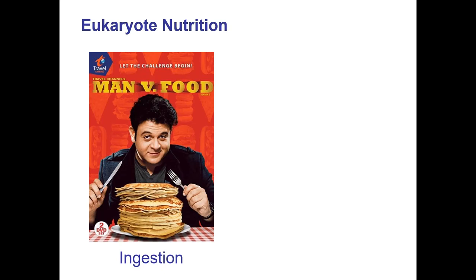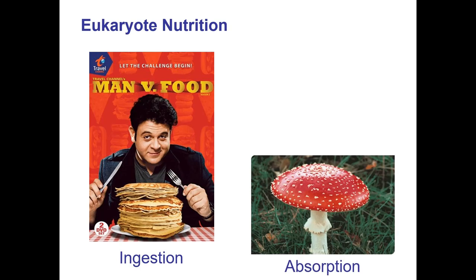Now we could use the term ingestion to refer to a single-celled organism. An amoeba, for instance, might take in an entire bacterial cell, and then that cell is broken down within the amoeba. This is rather different from what happens in fungus. So here we've got a toadstool or mushroom, and this incidentally is just the fruiting body. This is the sexual structure. This is where spores are produced. The vast majority of that mushroom is underground.